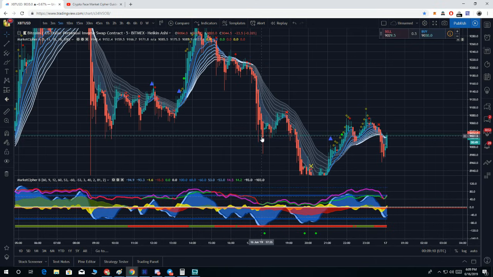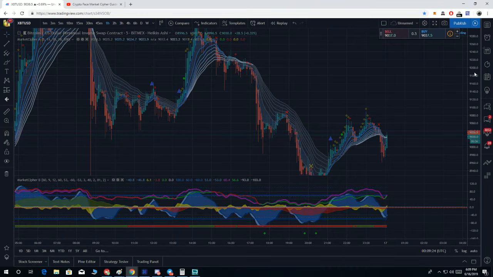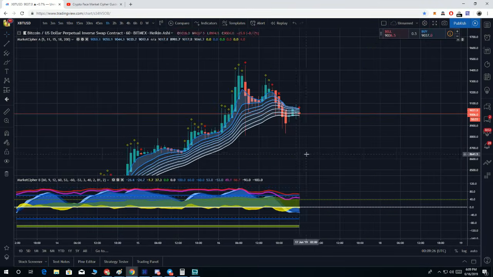Right? So right here, the green dot fired off on this candle actually at 9,034. Price went all the way up to 9,099. This is on the 5 minute. If we go to the hourly.